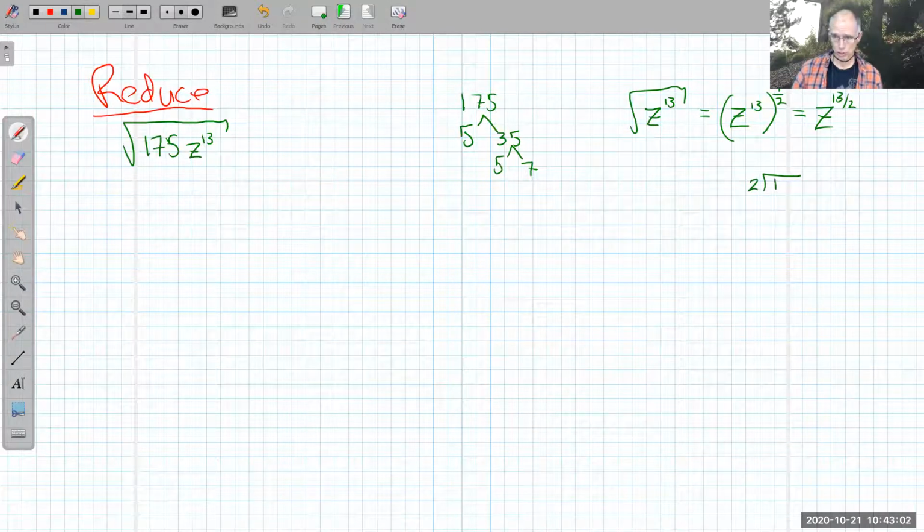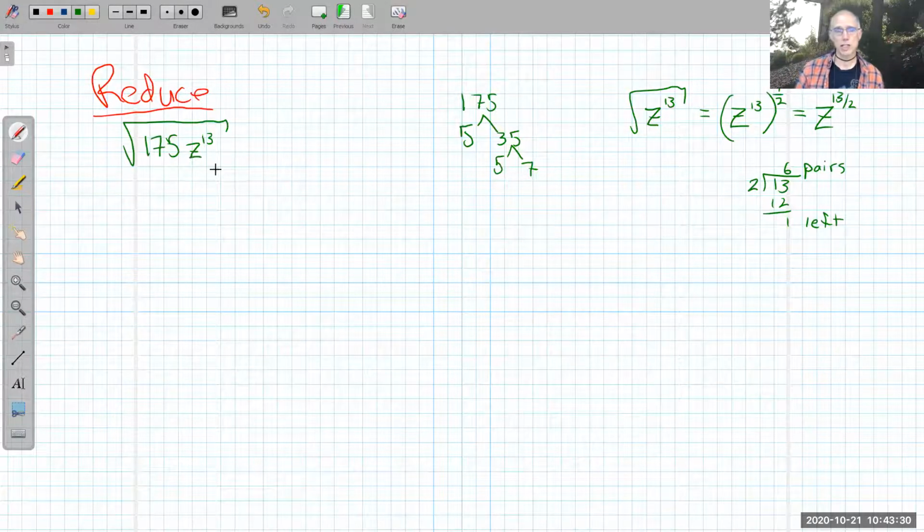2 goes into 13 how many times? Well, 2 goes into 13 6 times. 6 times 2 is 12, and I get a 1 remainder. So again, a square root is looking for a pair, right? And that's what this 2 down here is, just looking for pairs of z's. And we found 6 pairs of z with 1 left over.